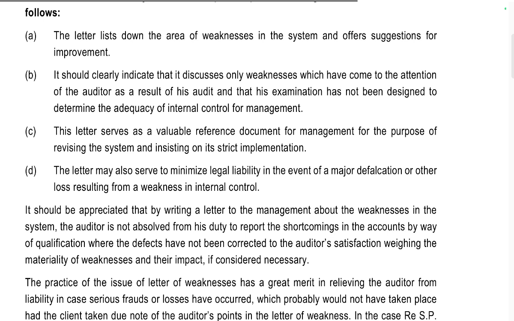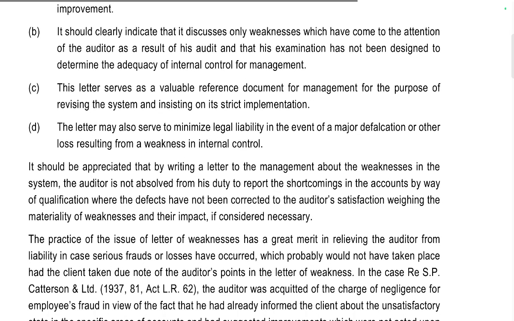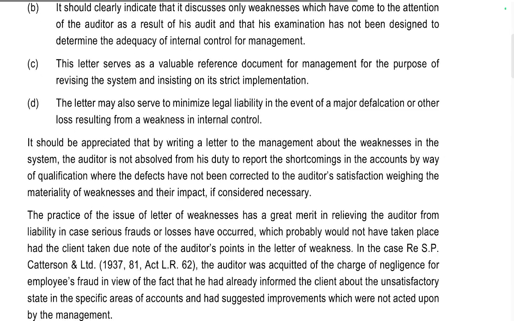The letter lists down the areas of weakness of the system and offers suggestions for improvement. It should clearly indicate the weaknesses which came to the attention of the auditor as a result of the audit, as the audit had not been designed to determine the adequacy of internal control of management. The letter serves as a valuable reference document for management for the purpose of revision of the system and insisting on its strict implementation.